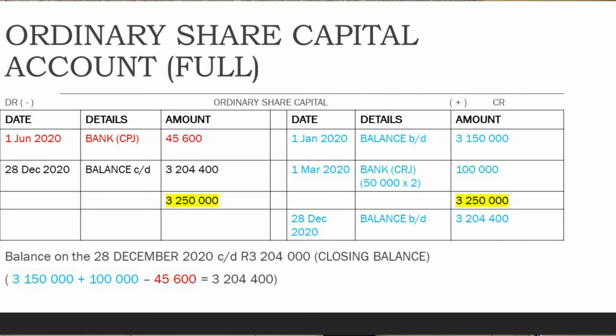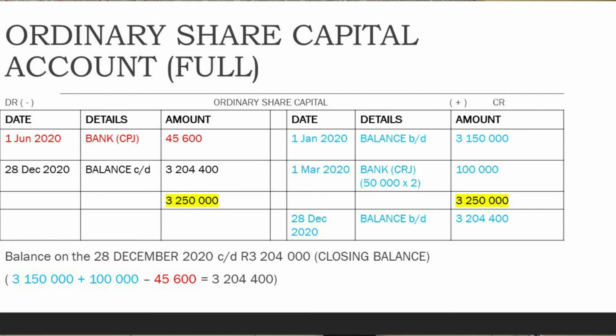The last step is closing off. Balance on the 28th December 2020 at the end of our financial year, guys. We started with how much? With 3,150,000. But now our closing amount, after issuing out shares, after repurchasing of shares, how much are we left with in our company? So you must balance your equation.